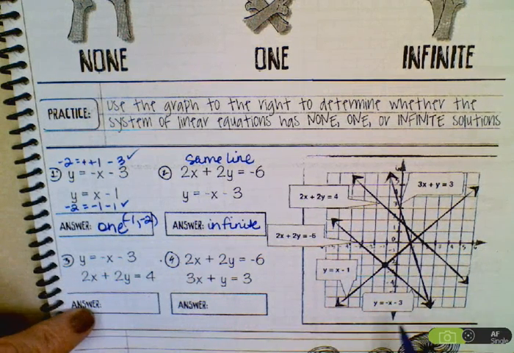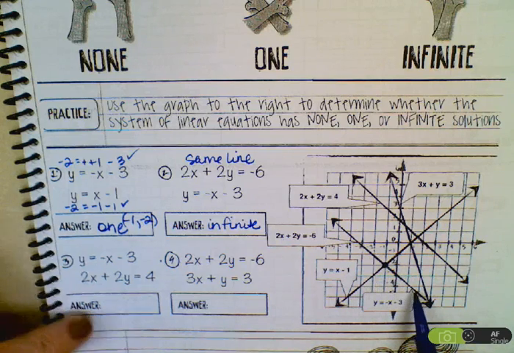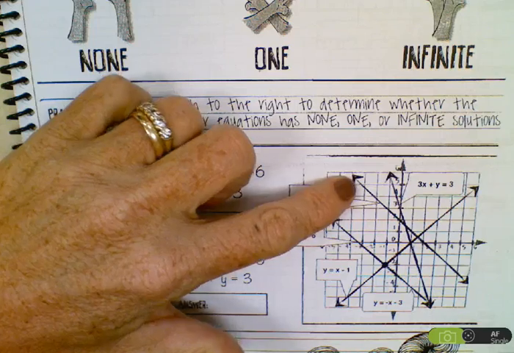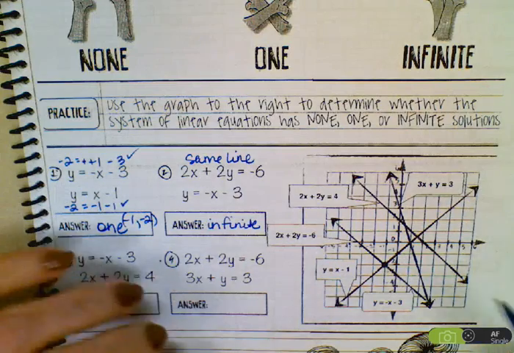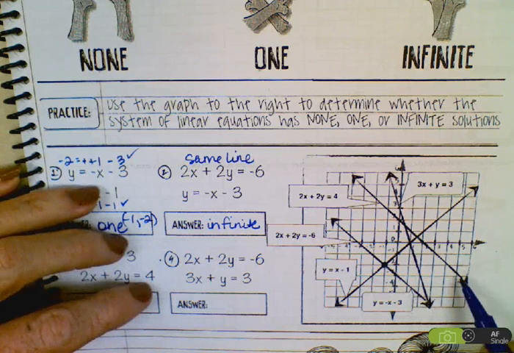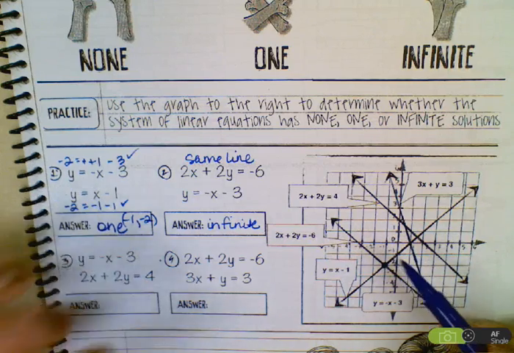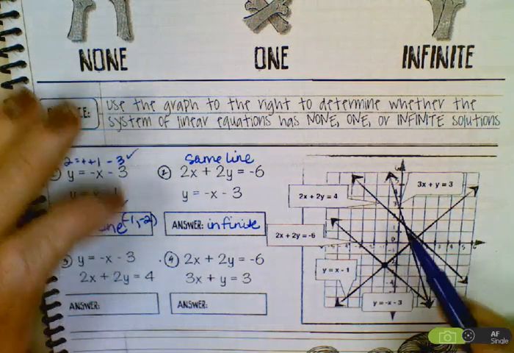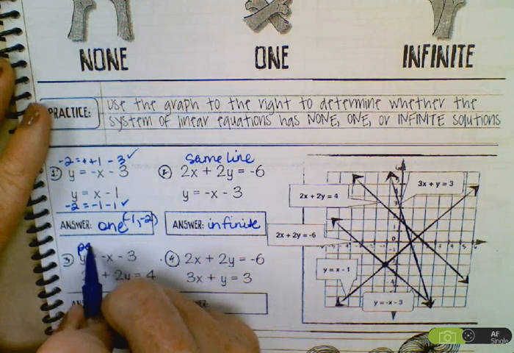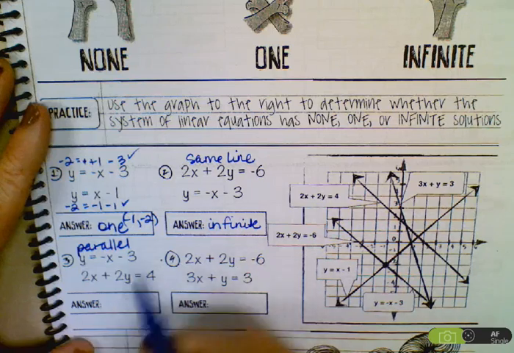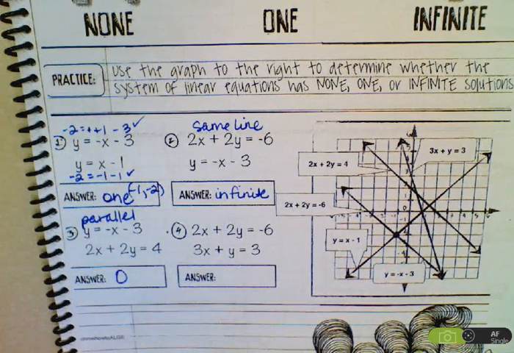Let's look at the third example. We have y equals x minus 3, which is this line again, and 2x plus 2y equals 4. So I'm looking at this line and this line. And you'll notice, looking at these two lines right here, they don't appear to ever cross. They appear to be parallel, and that means that they will never cross paths ever. So they are parallel lines. And so there will be 0 solutions because there's never going to be a time where they cross.